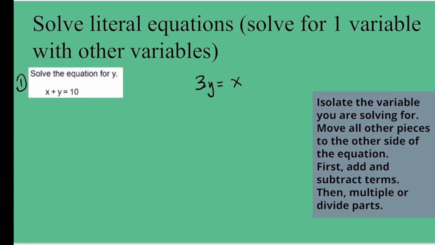Solve literal equations, which means solve one variable with other variables. So we're going to do two problems here. What you're doing is you're isolating the variable you're solving for, and you're moving all the other pieces to the other side. So order of operations, you go backwards.